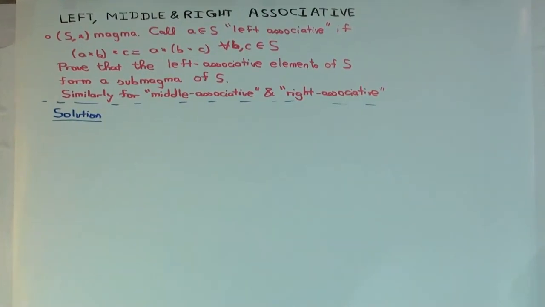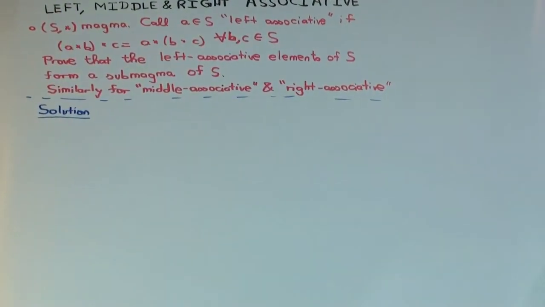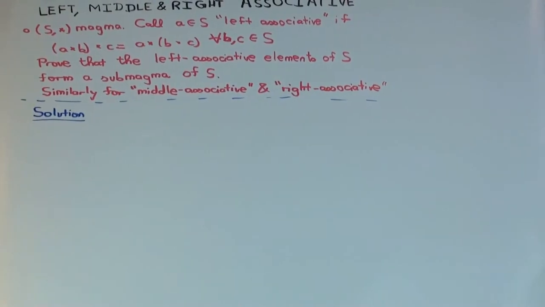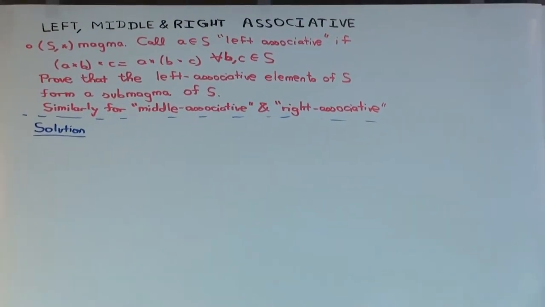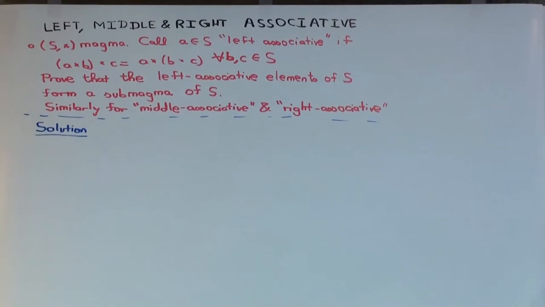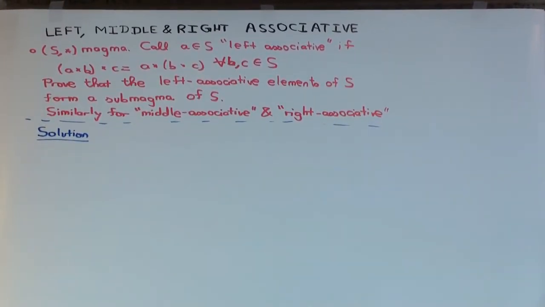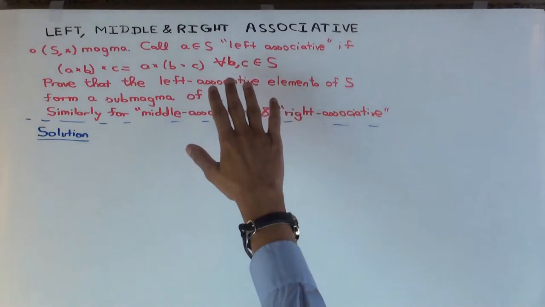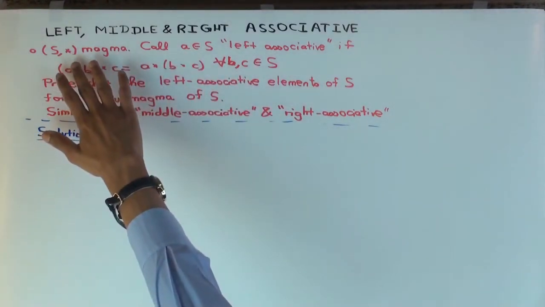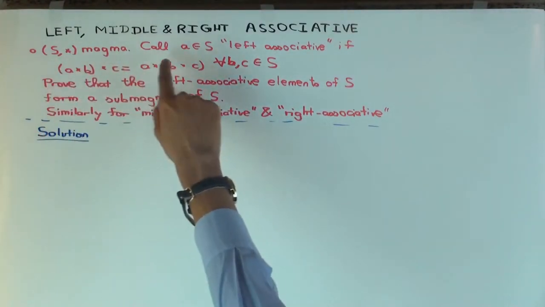Okay, so in this talk, we are going to try an interesting exercise, which is sort of about associativity. And that is that if you have a magma, which is not associative, so the binary operation is not assumed to be associative, but we are interested in some elements relative to which it is. So I call an element in the set, so S is the set, star is the binary operation, magma just means set with binary operation.